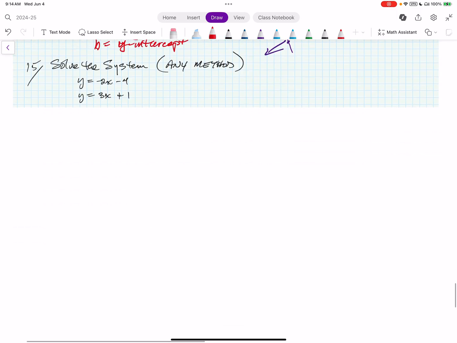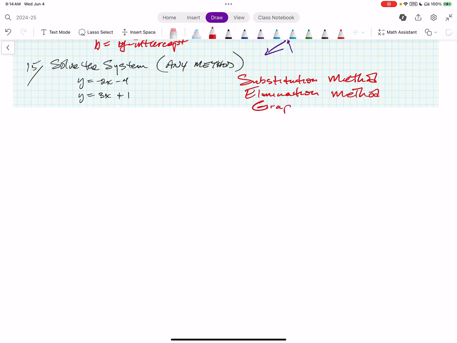Okay, last one, number 15. Solve the system using any method. Okay, we have different methods. We have the substitution method. We have the elimination method. And you have a graphing method. You can choose any of the methods.